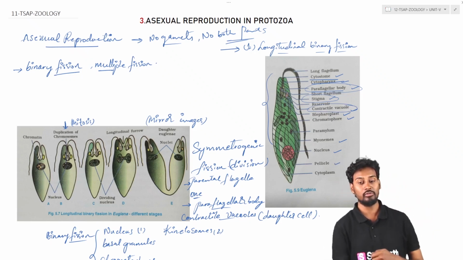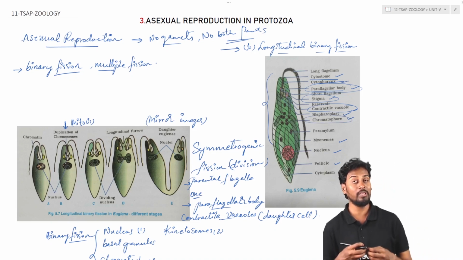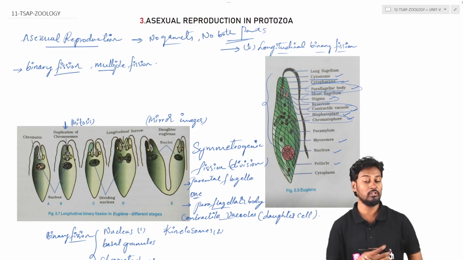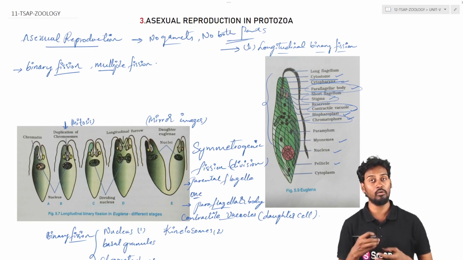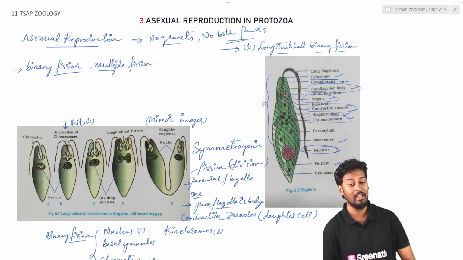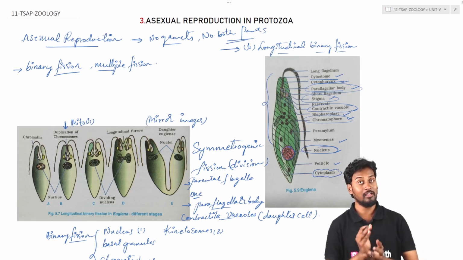Next is generally the chromatophore, which includes all the pigments, especially the photosynthetic pigments which are involved in photosynthesis. They are stored in this chromatophore. Next is the nucleus, which is a very large nucleus present in the center of the cell. We also see that there is a cytoplasm which is surrounding all the cell organelles.